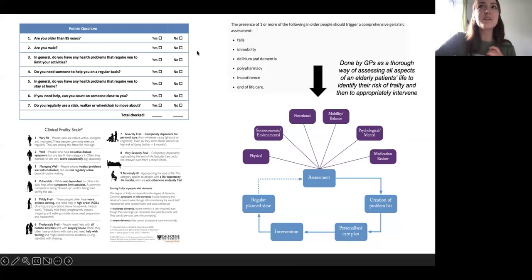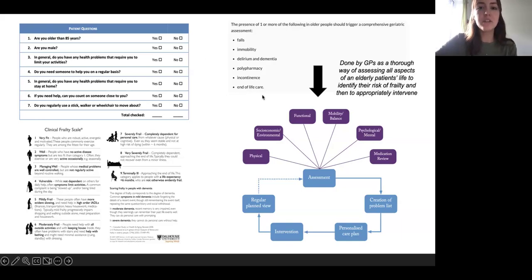Frailty is one of those things that UCL loves. UCL loves geriatrics and they love frailty, and it's a bit of a waffly subject. The top right corner summarizes the aspects of frailty and geriatrics quite well.